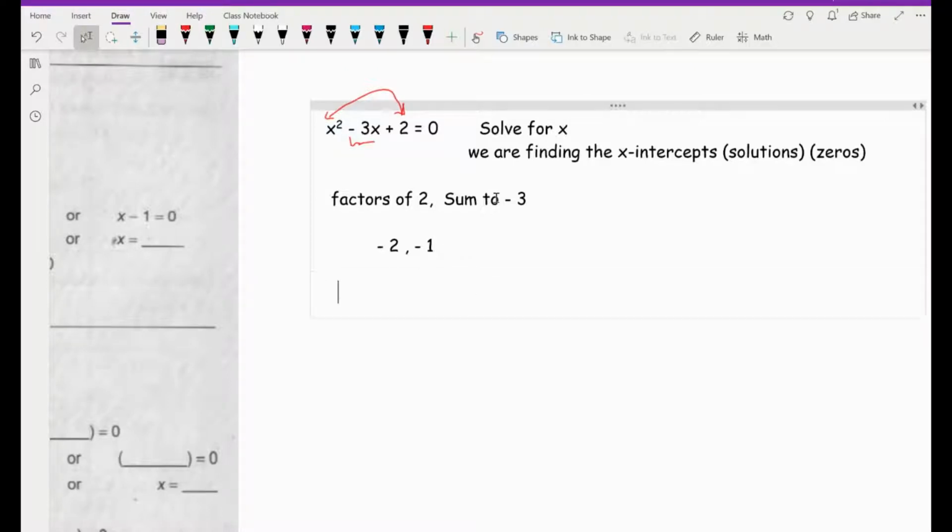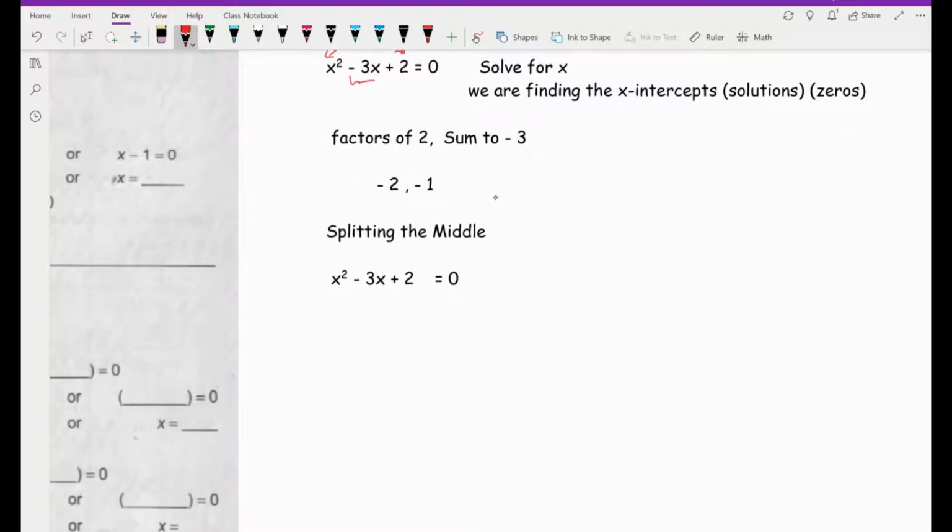Now we're going to use what's called splitting the middle. So x squared minus 3x plus 2 equal to 0. Sorry, it's just Microsoft. We're going to split the middle term into minus 2 and minus 1. So this one will be x squared minus 2x minus 1x plus 2 equal to 0. And we can show you here. So this is what we split the middle term to.